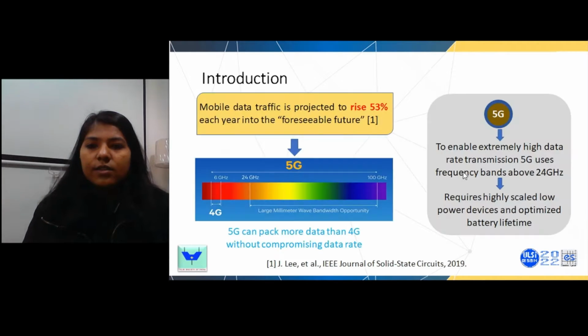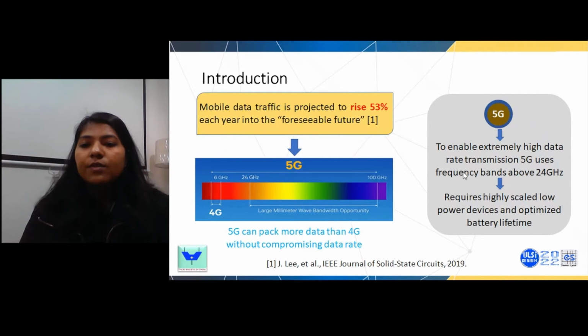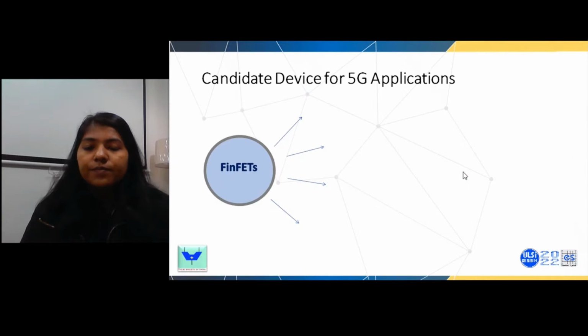We all know that mobile data traffic is projected to rise 53% each year into the foreseeable future. And for this increase in data, we need very high frequency spectrums. And 5G has the capability to accommodate more data than 4G without compromising the data rate. To enable this high data rate transmission, 5G uses frequency bands above 24 GHz. So for this, it also requires highly scaled low power devices for optimized battery life.